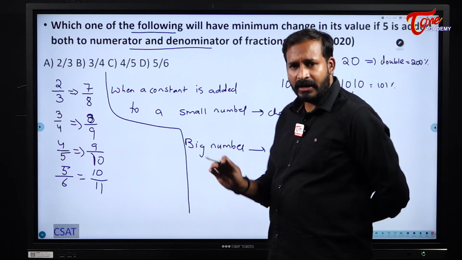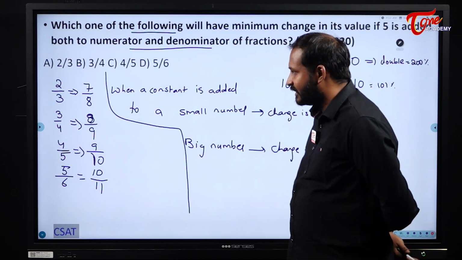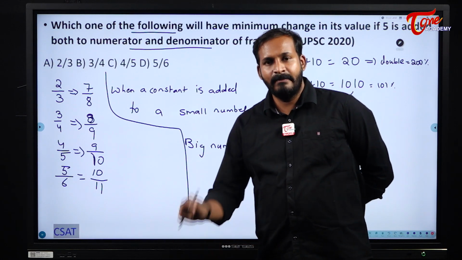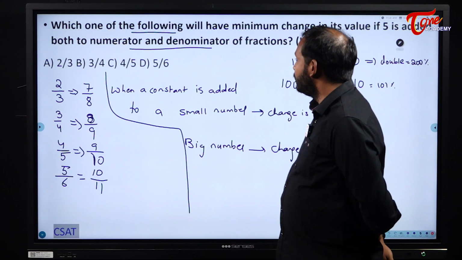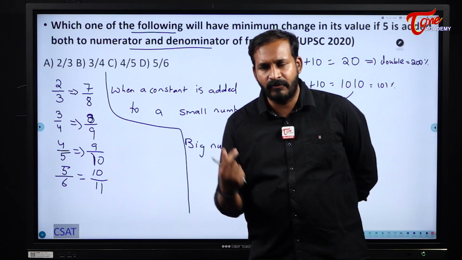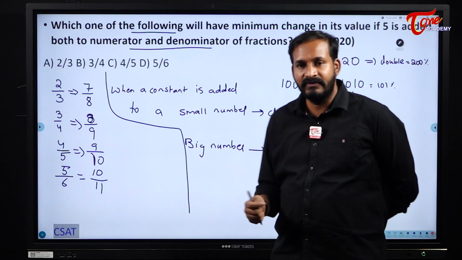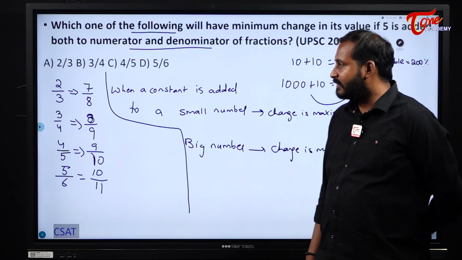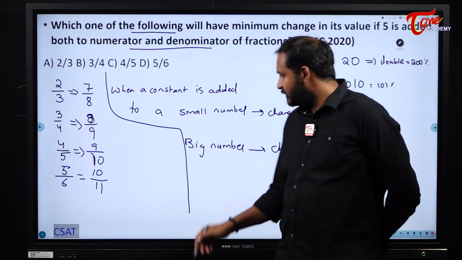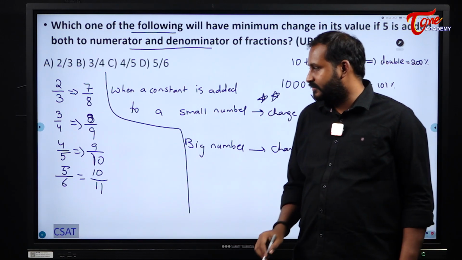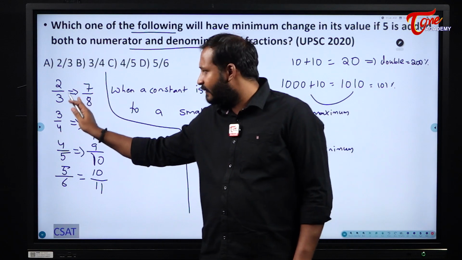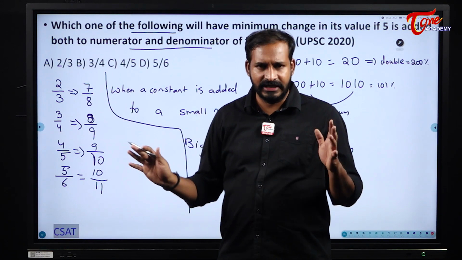So we know one basic thing: when you add a constant to any numbers, the smallest number will have the maximum change and the big number will have the minimum change. Now from this concept only we are going to solve the problems. If you check the changes, you will clearly understand.